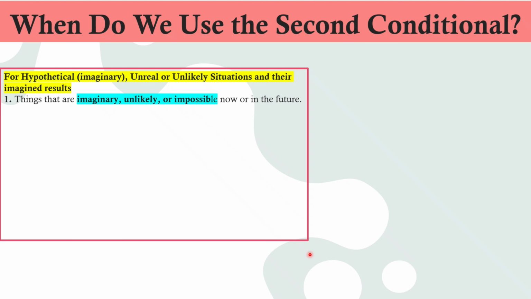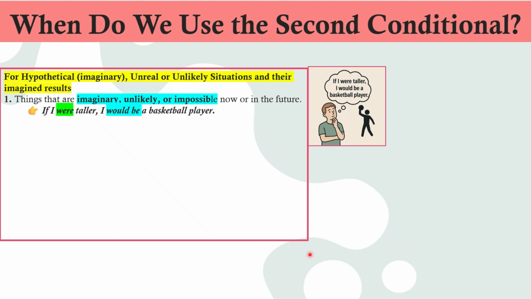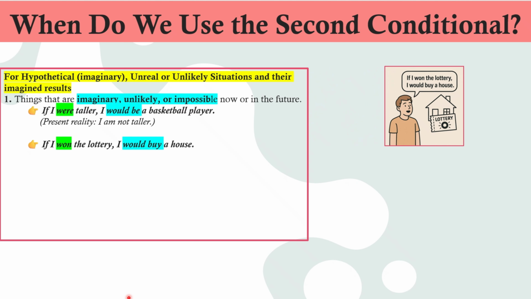For example, if I were taller, I would be a basketball player. Here, the present reality is that I am not taller, so this is an imaginary present or an unreal situation now. Another example, if I won the lottery, I would buy a house. This describes an unlikely or imaginary future situation. I don't really expect that to happen, but I can imagine what I would do if I did. It's just an imaginary future.